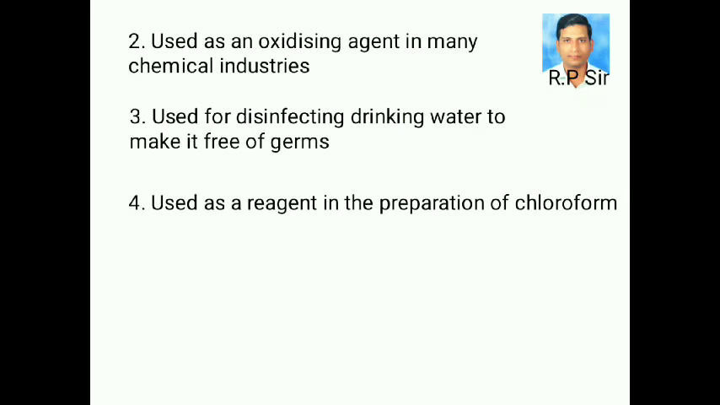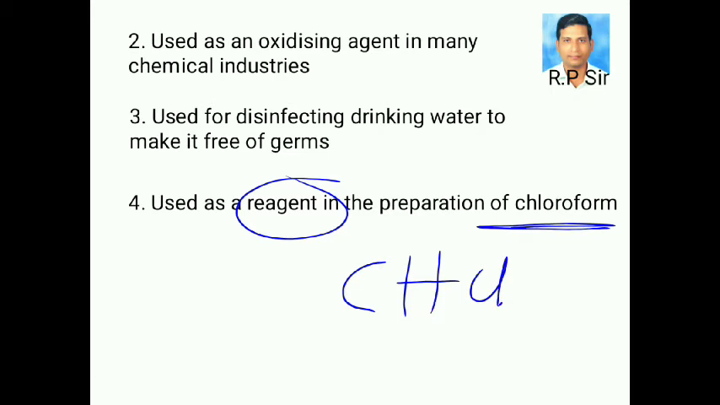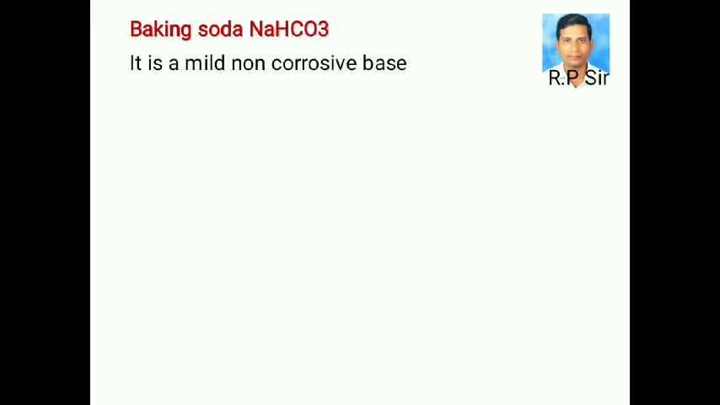It is used as a reagent in the preparation of chloroform, that is CHCl3. Chloroform formula CHCl3. Now let us know about baking soda, that is sodium hydrogen carbonate, NaHCO3. It is a mild non-corrosive base. It is used for faster cooking.